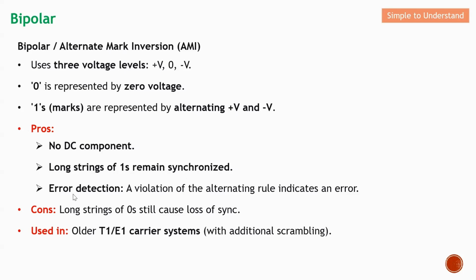Next will be on the error detection. You are going to have a violation of the alternating rules that indicates an error. So basically, I will touch on this in a later video.